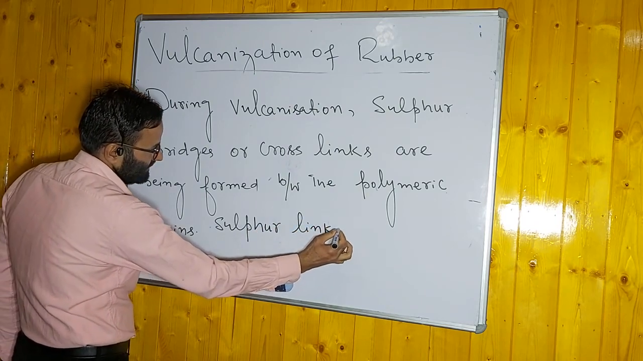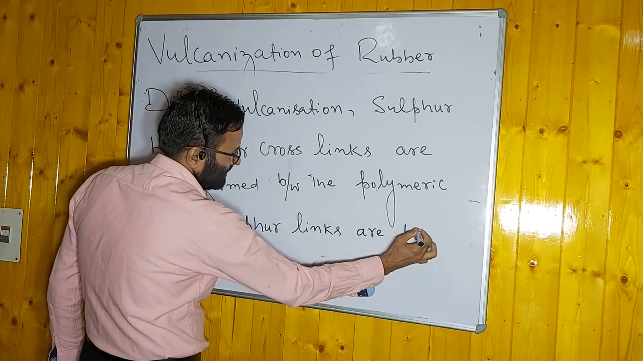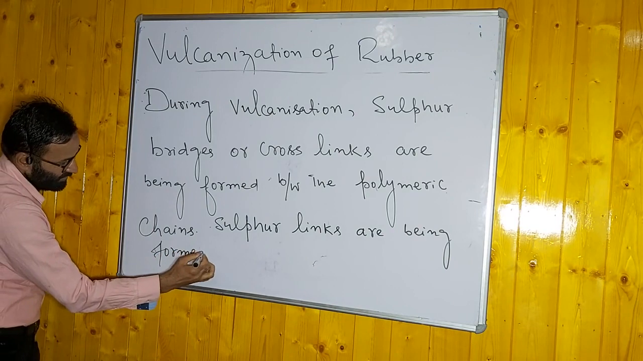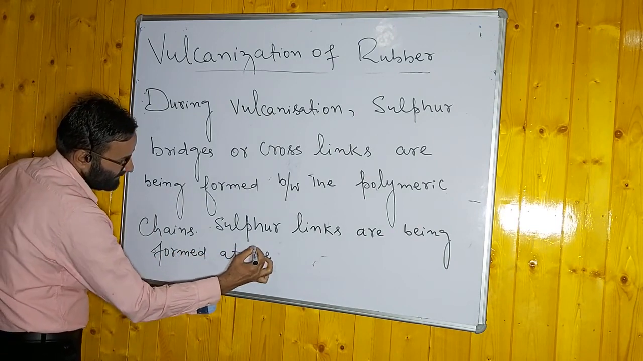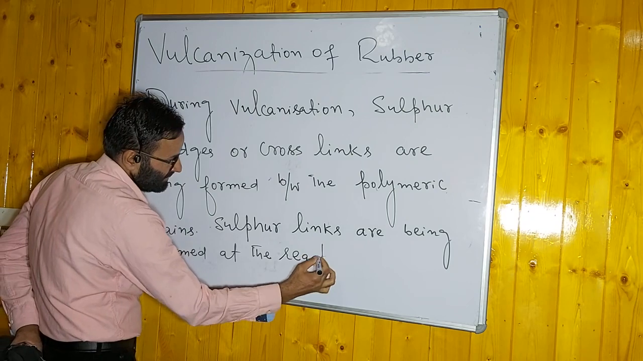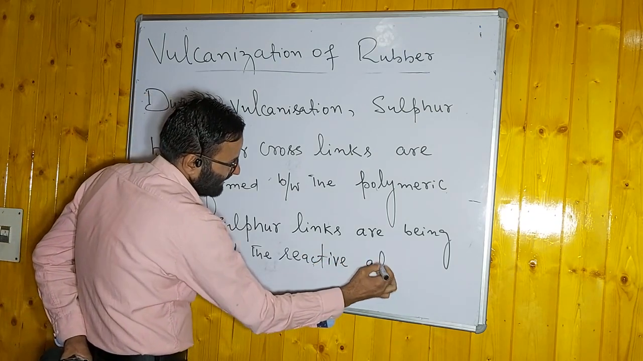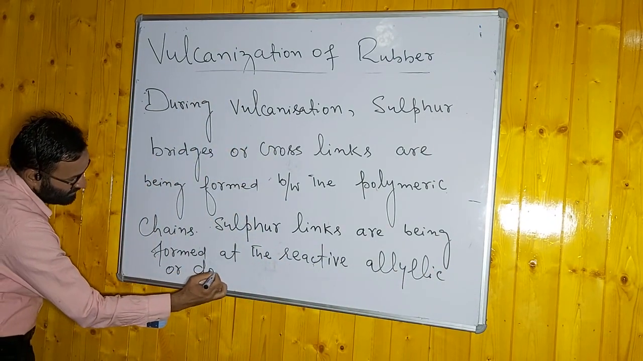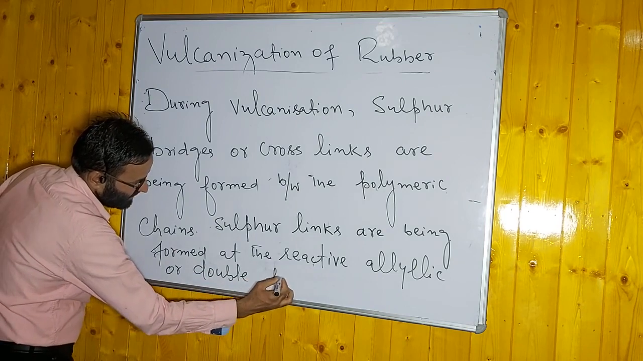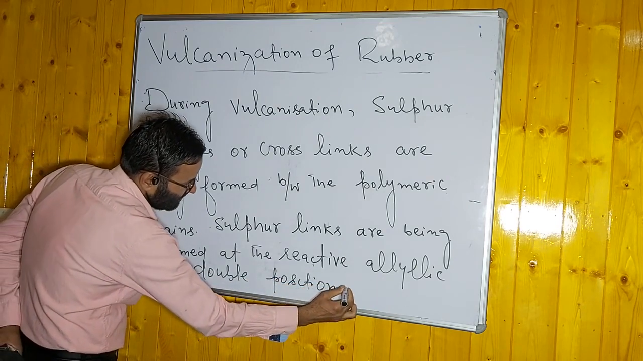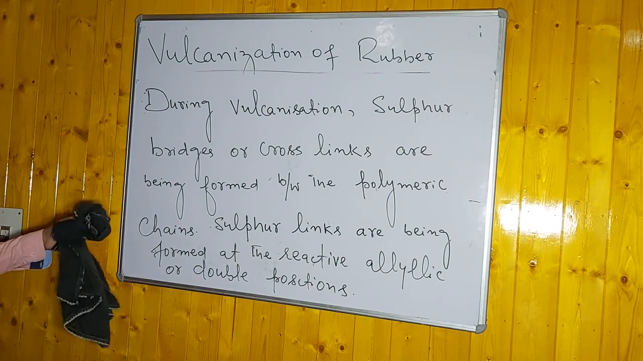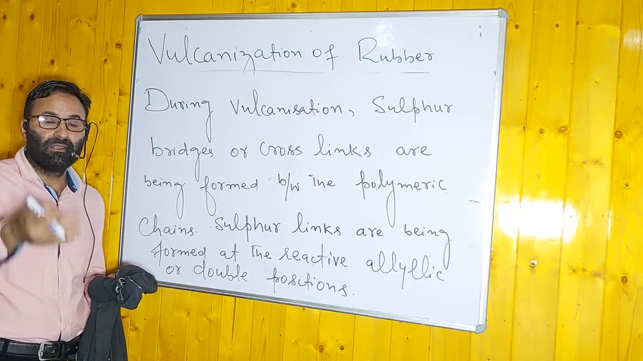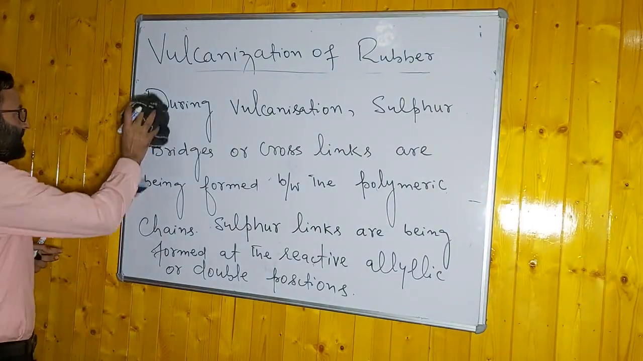Sulfur links or bridges are being formed. You can mention it, being formed at the reactive allylic or double bond positions. Because of the sulfur bridges, what happens? Due to the sulfur bridges, the mechanical properties of the natural rubber get increased. You can mention this.